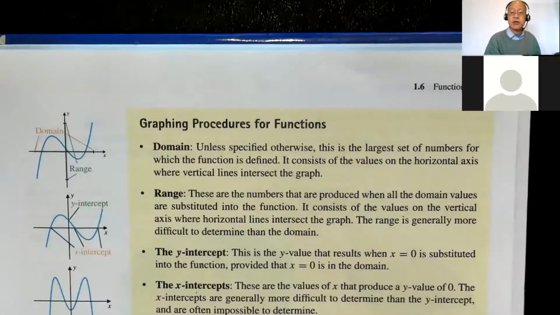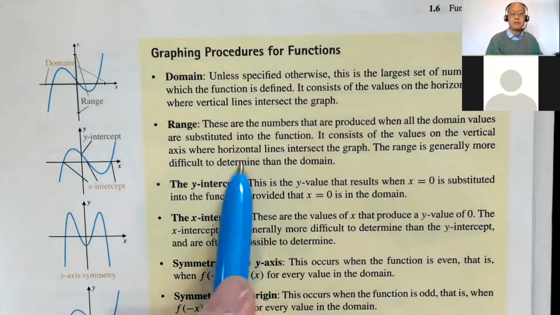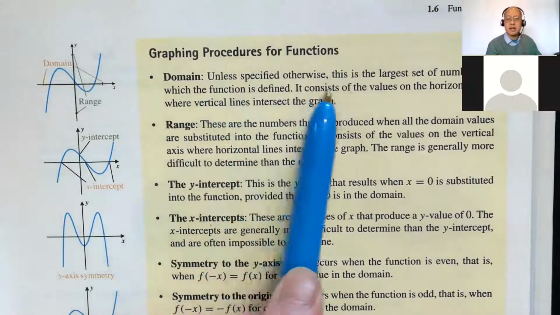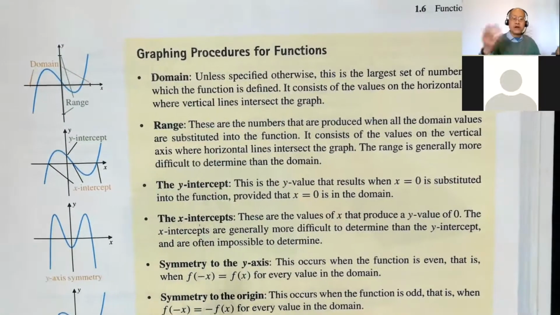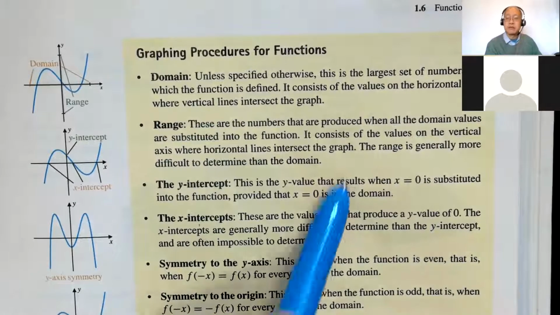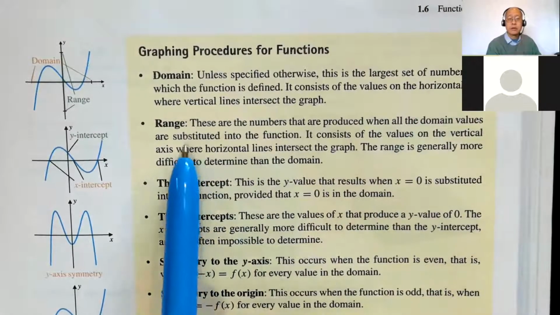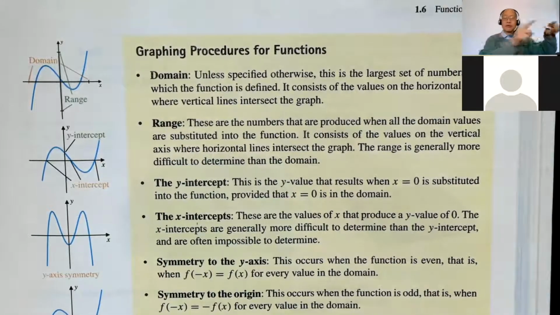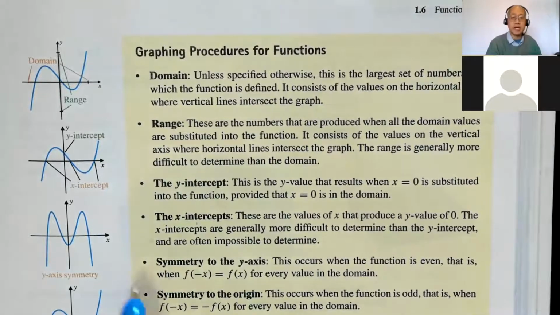All right, so on page 45, there's a nice little summary here. Domain, unless specified otherwise, is the largest set of numbers for which the function is defined, which means you start off with all real numbers, and then you throw stuff out, as the case may be. And I'll show you what we mean by that. If you're given a graph, you're just saying x going this way. What values can x take on? Range, we're going up and down. What values can y take on?